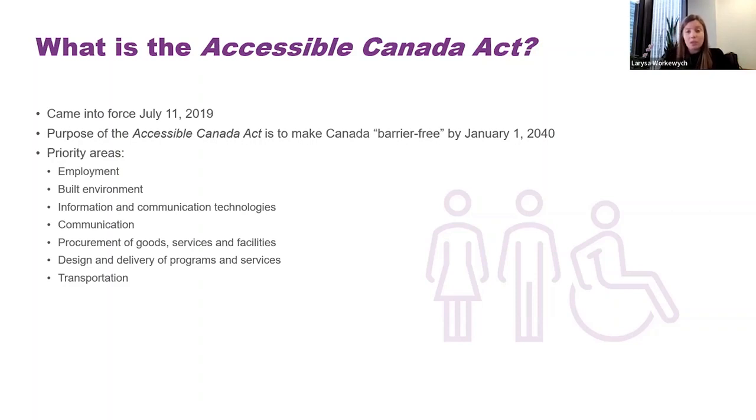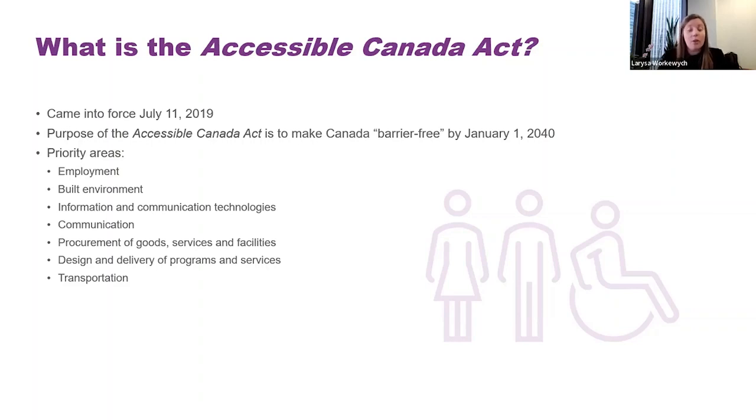To borrow from the words of the Government of Canada themselves, the Accessible Canada Act is designed to build on this existing human rights framework through a proactive and systemic approach for identifying, removing, and preventing barriers to accessibility. And so the intention, and this is stated in the purpose of the Act itself, is to create a Canada without barriers by January 1st, 2024.